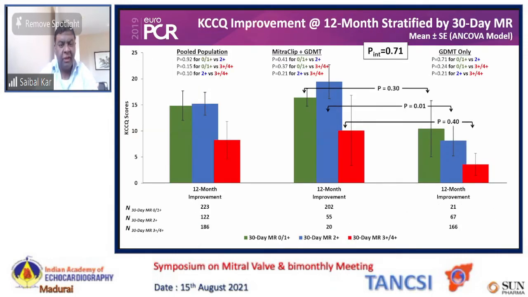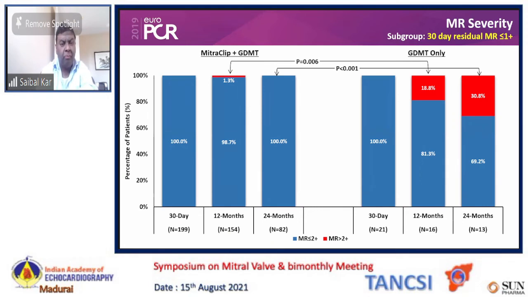And then finally, we want to talk about the quality of life. If you had 2 plus MR or 1 plus MR, the quality of life improvement, whether you are on GDMT or MitraClip, is good compared to those who are 3 or 4 plus MR. Residual MR, this is an important point to show that if you have MitraClip therapy, 90% of the patients remained at 1 or 2 plus or less at 30 days, and this persisted up till 2 years.